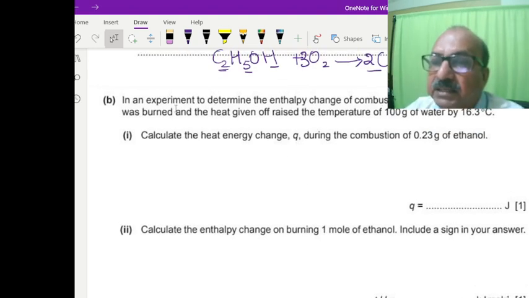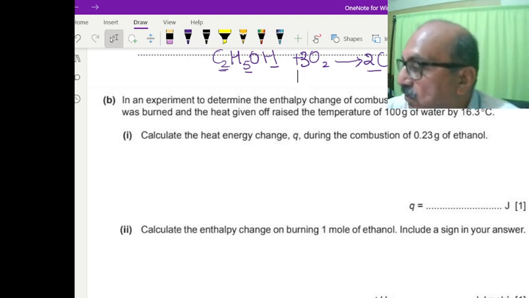and it is that in an experiment to determine the enthalpy change of combustion of ethanol, 0.23 gram of ethanol was burned and the heat given off raised the temperature of water by 16.3 degrees. Calculate the heat energy change Q during the combustion of 0.23 gram of ethanol.